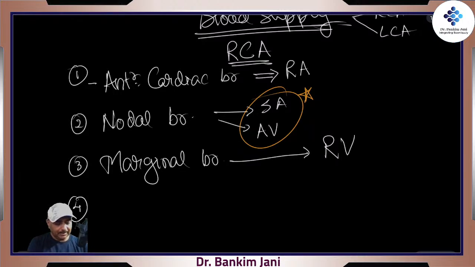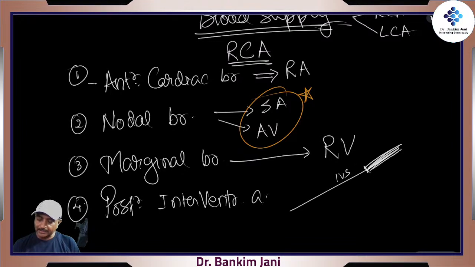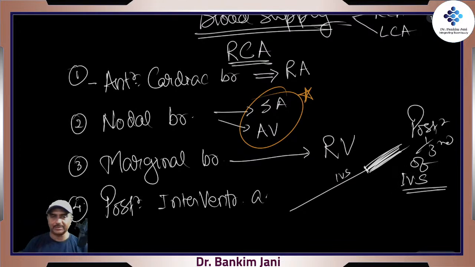And finally, the main one, which is also called the posterior interventricular artery. We discussed this in the coronary circulation and coronary angiography in so much detail. If this is the interventricular septum, that's the portion it supplies. This portion is the posterior part, the posterior 1/3 of the interventricular septum. These are very specific questions.